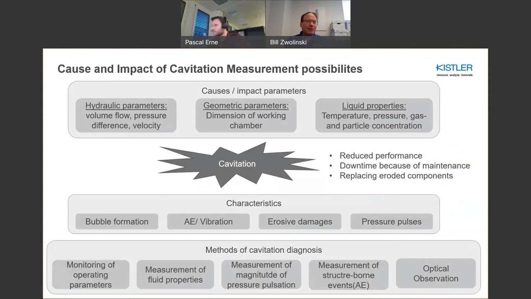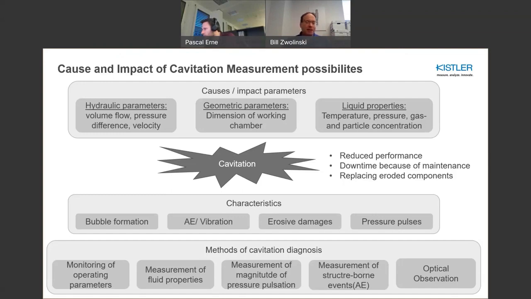So cavitation measurement is a very big field, and we're not going to cover it in this session, but just to give you a perspective, there are a lot of causes of cavitation. Certainly hydraulic parameters, how flow and velocity and pressures affect things. How do the geometric parameters operate? What is the vessel? Is it a small vessel, large vessel? What are the liquid properties? Is it water? Is it gas? Is it a mixture? What type of characteristics are occurring? Is it bubble formation? Is it vibration? Is it erosion damage? Is it pressure pulses?